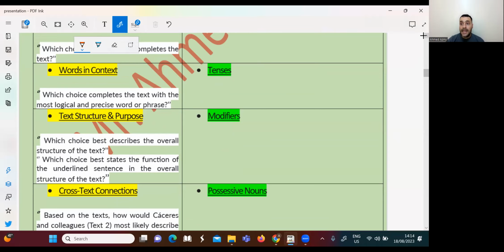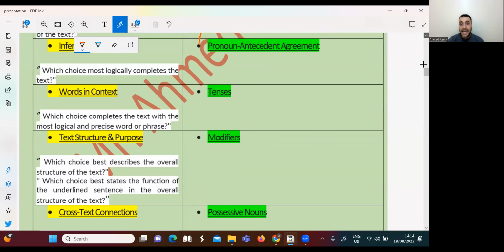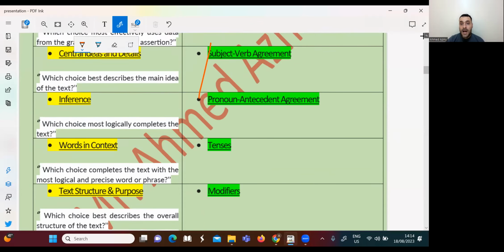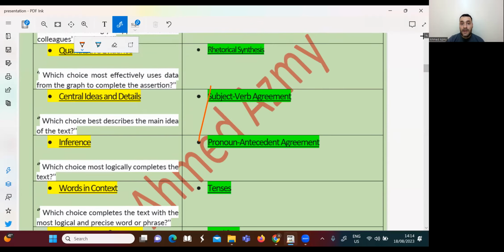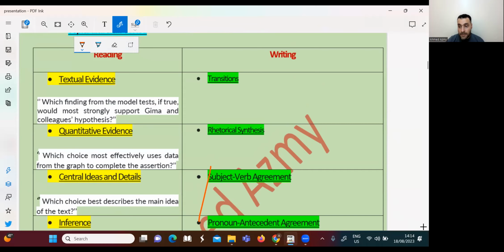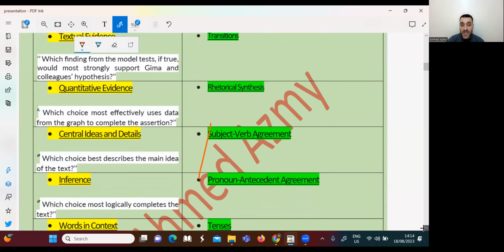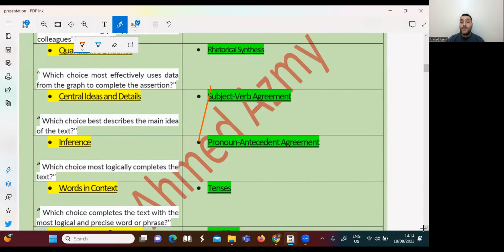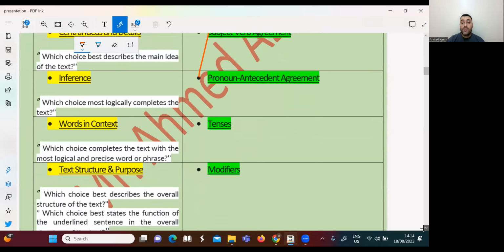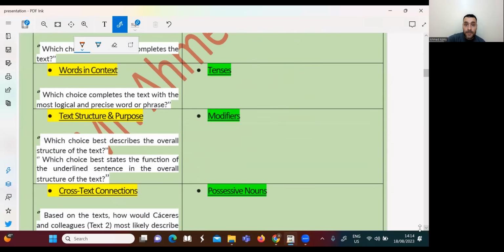Okay, the writing skills we have are transitions, rhetorical synthesis, subject-verb agreement, pronouns, tenses, modifiers, possessive nouns, run-ons, fragments, combining, and punctuation.